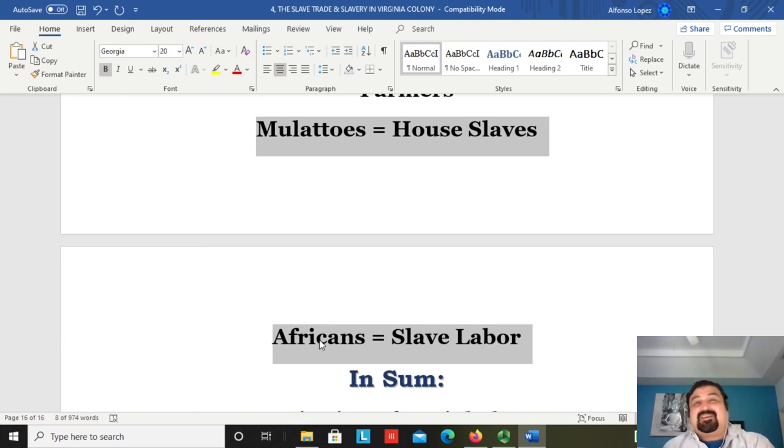They were treated differently because a great many of the mulattoes were the offspring of the planters. They were connected to the planter. Many of them were the sons and daughters of the planters themselves. So they were treated as kind of family because they were connected to them, blood ties, that is to say.